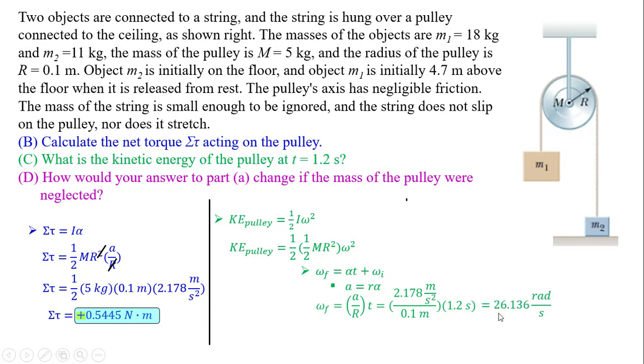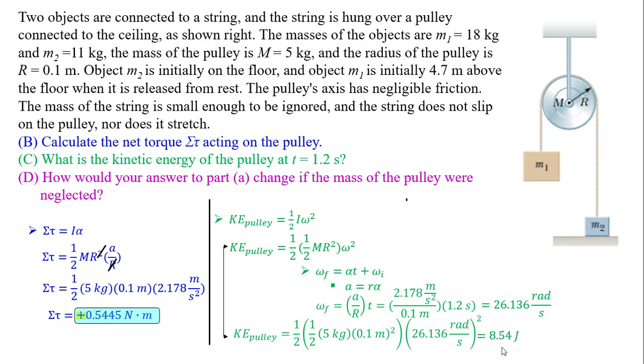If you simplify all that, you get about 26.136 radians per second. Now that I know omega, I can plug it back into my original statement. The 1/2 gets carried down, the 1/2 as part of the moment of inertia. The mass of the pulley is 5. The radius of the pulley is 0.1, and I want to square that. Then I multiply it by the angular speed at 1.2 seconds, which I just found to be 26.136, and I want to square that. All that on your calculator will also give you a value of 8.54 joules. So that's the answer to part C, using the other way if you don't want to use V linear.